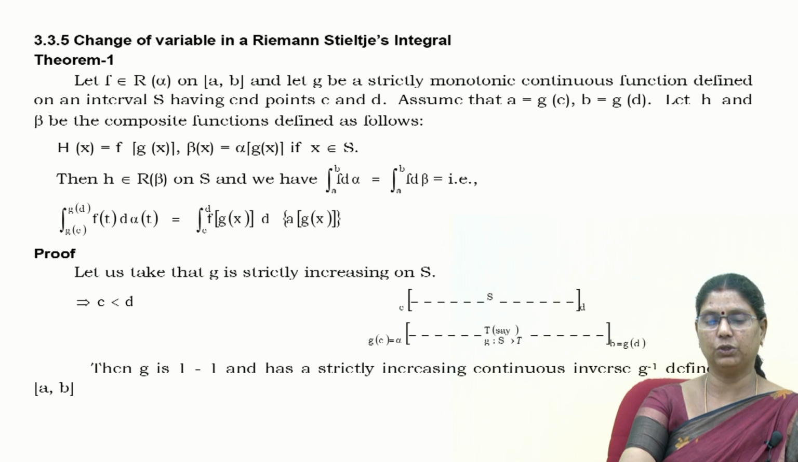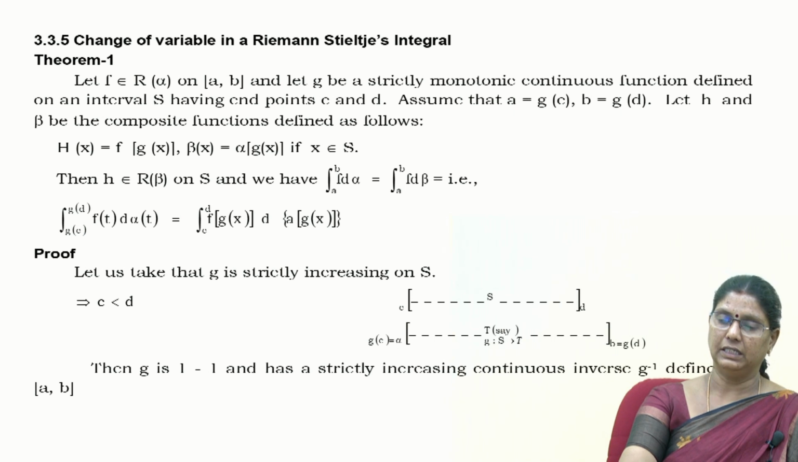Then we have to show that h belongs to R(beta) on S, and the integral from a to b of f d alpha is nothing but the integral of h d beta. That is, instead of a and b we write g(c) to g(d): the integral of f(t) d alpha(t) equals the integral from c to d of f(g(x)) d alpha(g(x)).